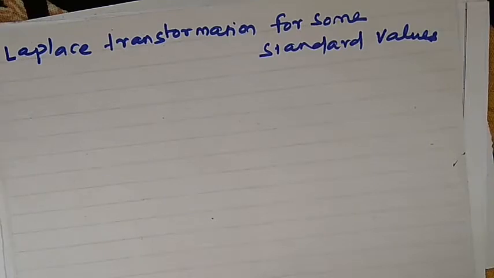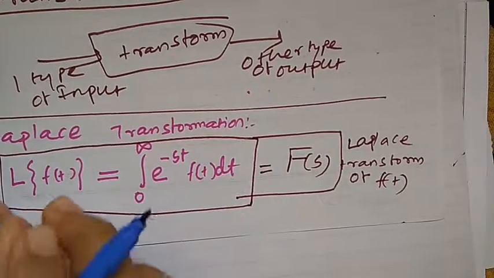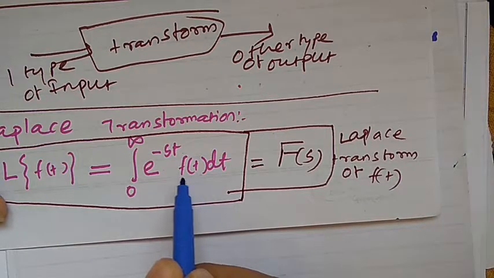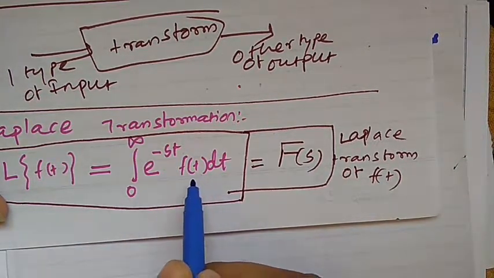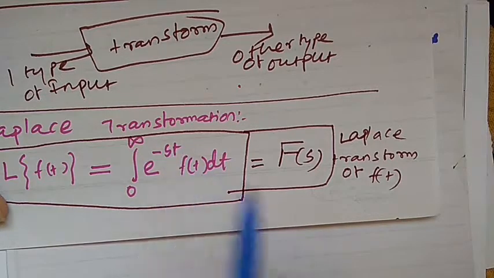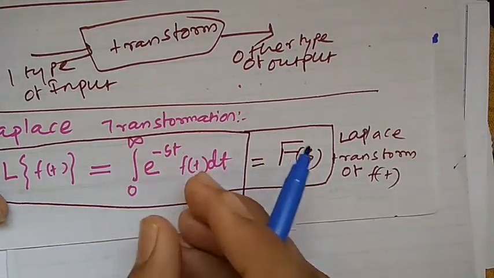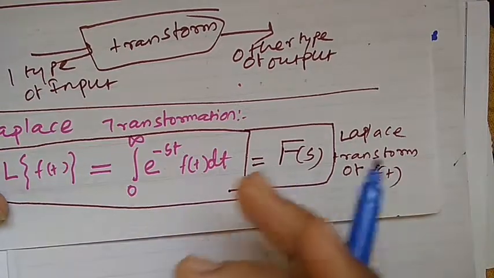Okay, Laplace transformation for some standard values. You can prove this formula by a very easy method. You just have to put the function in place of this, and the variable which is used in this function here, and the integration will give you F of s, the Laplace transform.